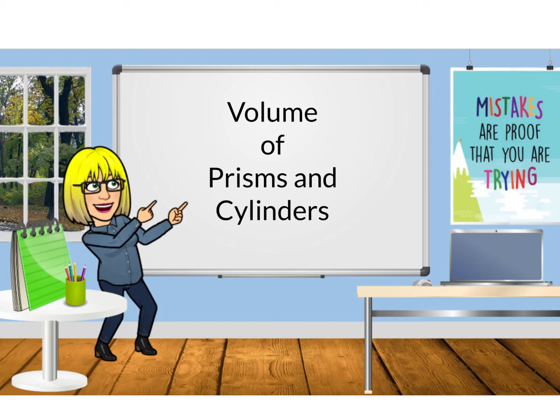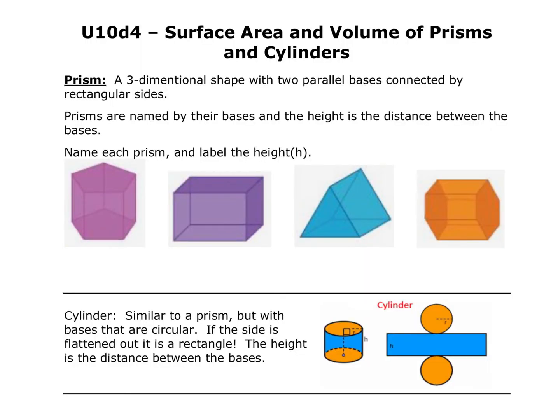This video is about volume of prisms and cylinders. The other day we talked about the surface area, and today we're going to talk about the volume of prisms and cylinders. So just a reminder, a prism is a three-dimensional shape with two parallel bases connected by rectangular sides.